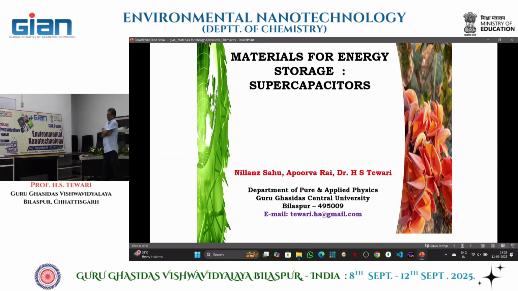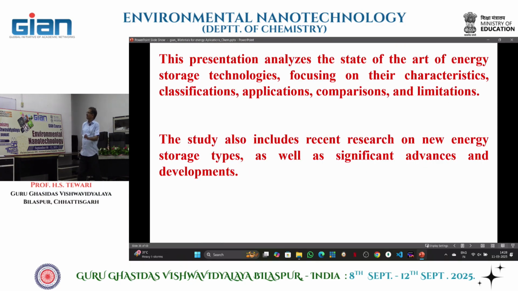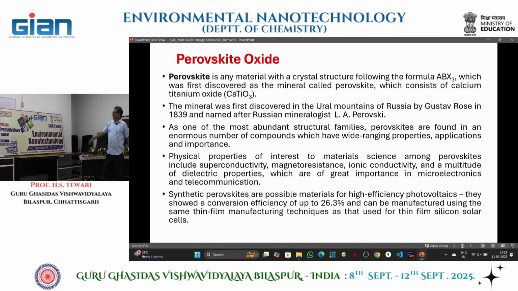Before that, there are a number of methods for synthesis of ferrites. Nilan Sahu, my MSc student, used a green method to synthesize these ferrites. This presentation is like the state of the art of energy storage technology. So this is about the perovskite structure. I have told you the structure is ABO3. Perovskites are also used in solar cell materials and other applications.